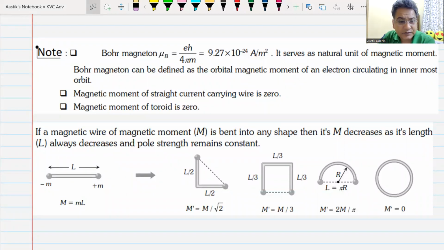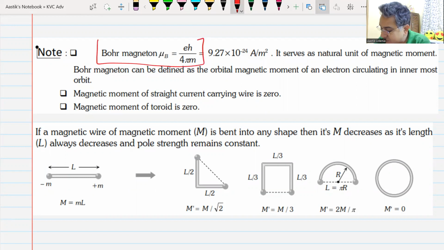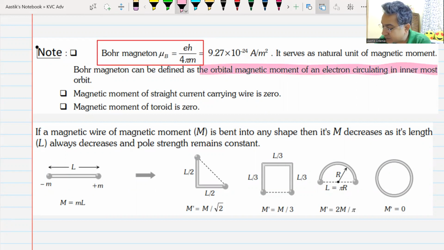Okay, sometimes you might come across this term which is known as the Bohr magneton. Don't get confused by this term. This Bohr magneton is nothing but the magnetic dipole moment of an electron in the innermost orbit of the hydrogen atom. eh by 4 pi m, we will come across this in modern physics. So we just remember this Bohr magneton.